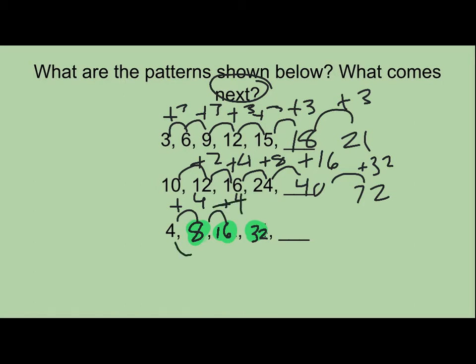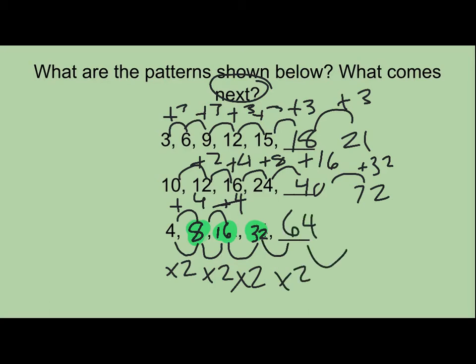Let's try 4 times 2 gives me 8. Times 2 gives me 16. Times 2 gives me 32, so it seems like times 2 is my pattern. And times 2 will give me 64. And I could continue that pattern times 2. It'll give me 128.